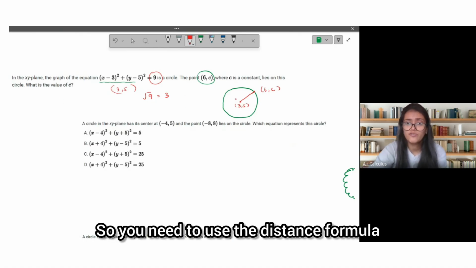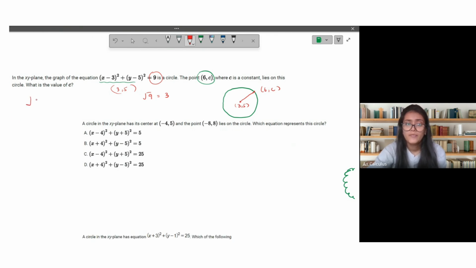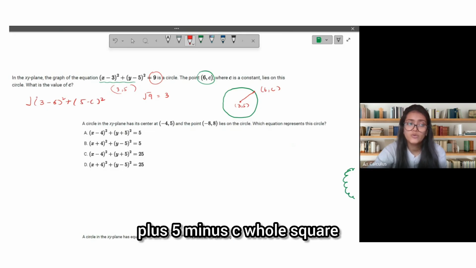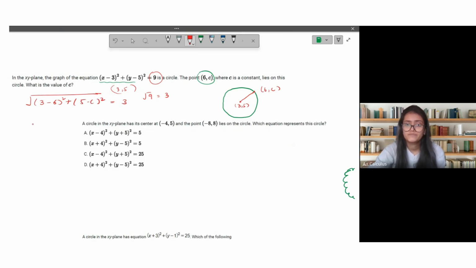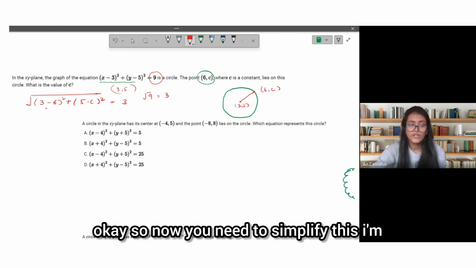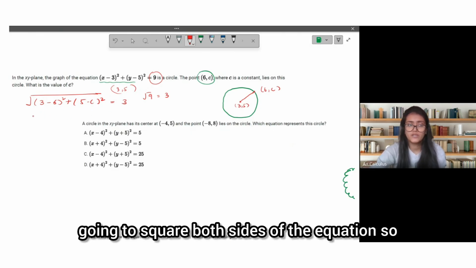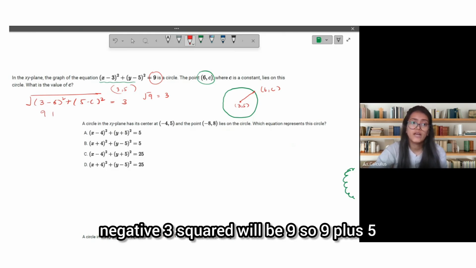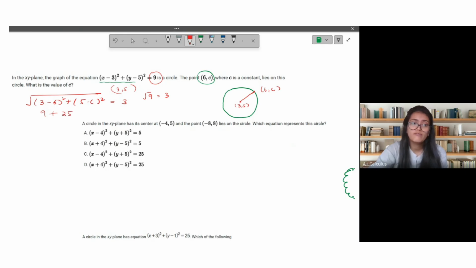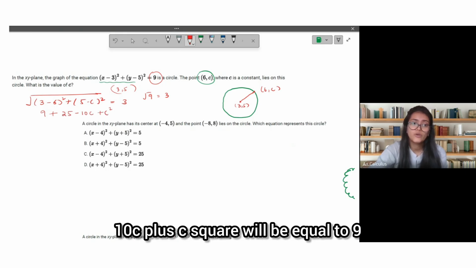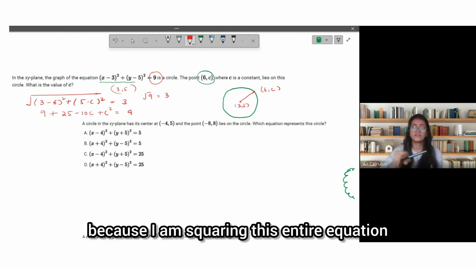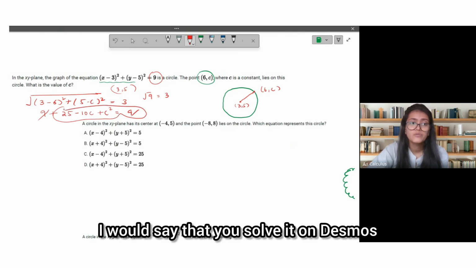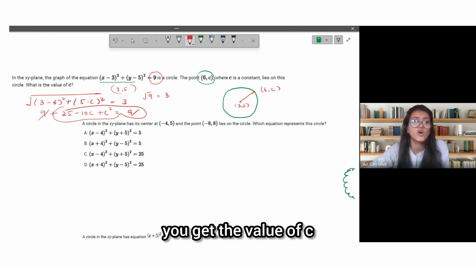So you need to apply the distance formula between these 2 points. So square root of 3 minus 6 whole square plus 5 minus c whole square. All of this will be equal to 3 because this is the radius. Now you need to simplify this. I'm going to square both sides of the equation. So first of all, 3 minus 6 will be -3. -3 square will be 9. So 9 plus 5 minus c whole square, which is 25 minus 10c plus c square, will be equal to 9, because I am squaring this entire equation. 9 and 9 will get cancelled. Now you have a quadratic equation. I would say that you solve it on DESMOS, and you'll get the value of c.